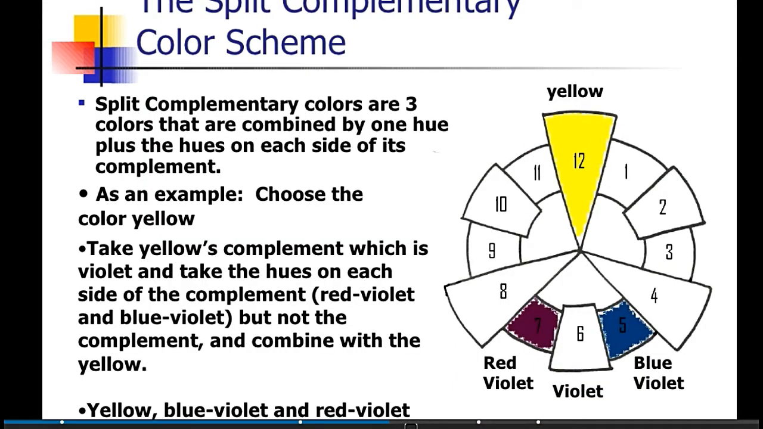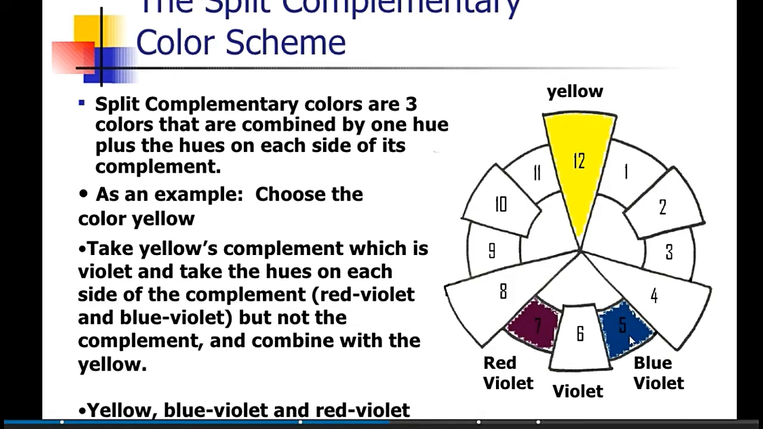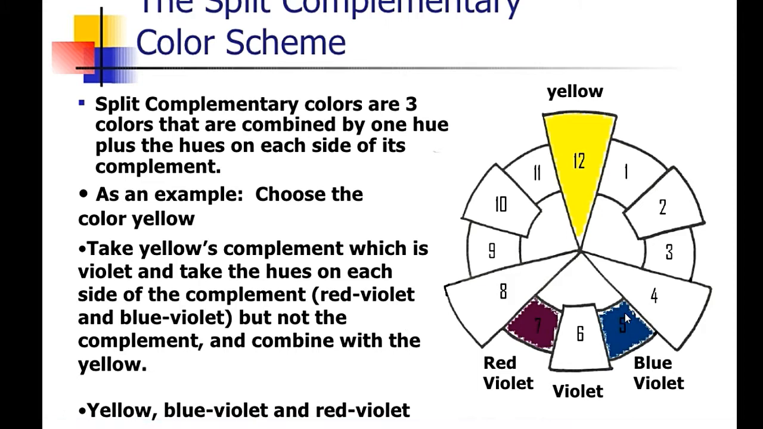The split complementary scheme. Split complementary colors are three colors that are combined by one hue plus the hues on each side of its complement. As an example, choose the color yellow right here. Take yellow's complement which is violet, right here, and take the hues on each side of the complement, red-violet and blue-violet right here, but not the complement, and combine with the yellow. Yellow, blue-violet, and red-violet.